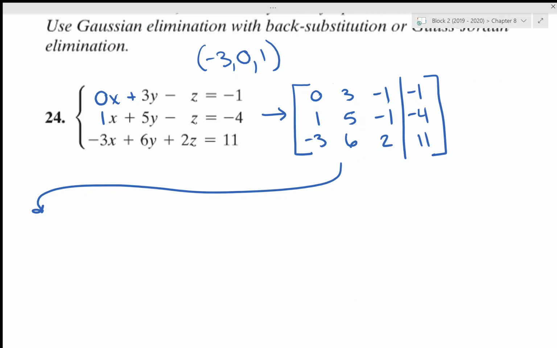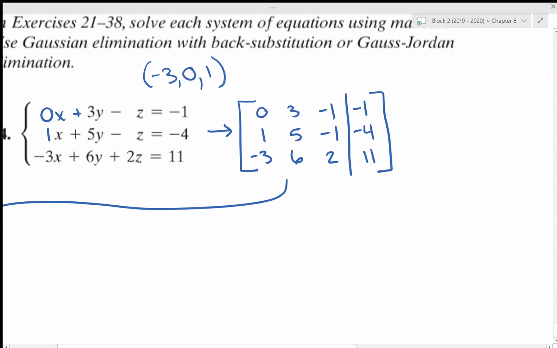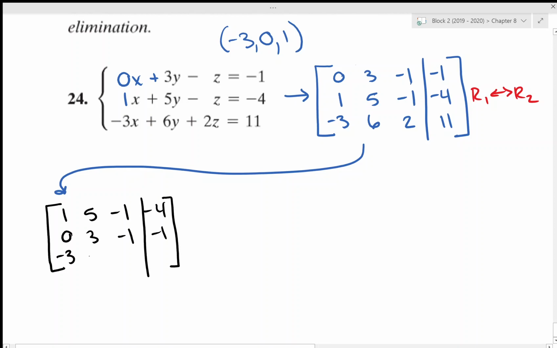Now, what I'm going to do first is, I got that 0 there, right? I don't want that there. I want a 1 there. So I am going to replace row 1 and row 2, because when I do that, I don't have to worry, I finally have the 1 up top like I want. So I'm going to have 1, 5, negative 1, line, negative 4, 0, 3, negative 1, negative 1, and negative 3, 6, 2, 11.